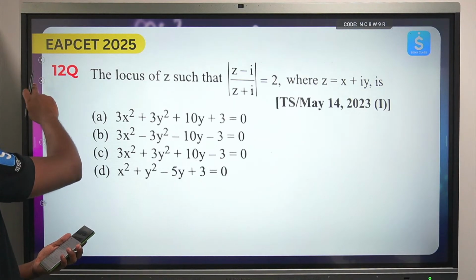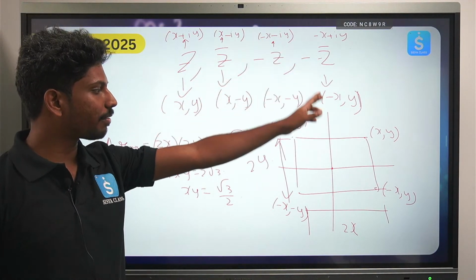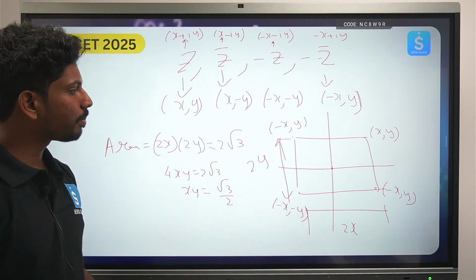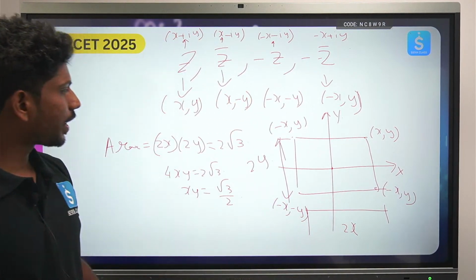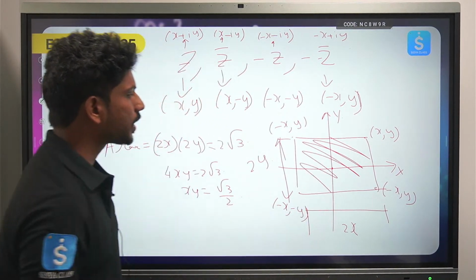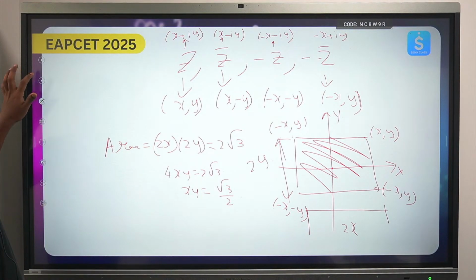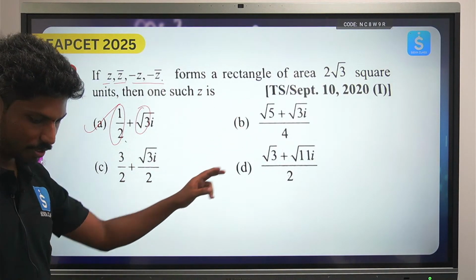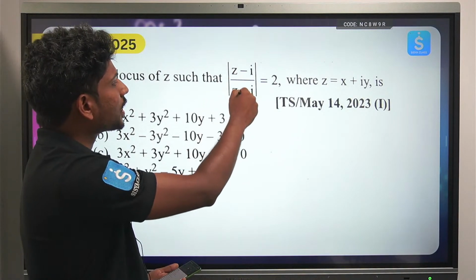So from here, I have just converted every coordinate in terms of x and y, and I have plotted it on the Cartesian plane. So this is the x axis and this is the y axis, and when I try to see, this is the rectangle that has been formed. Now, what is the area of the rectangle? It turned out to be 2 root 3, and I got x into y is root 3 by 2. I just verified by option verification. This is my answer.